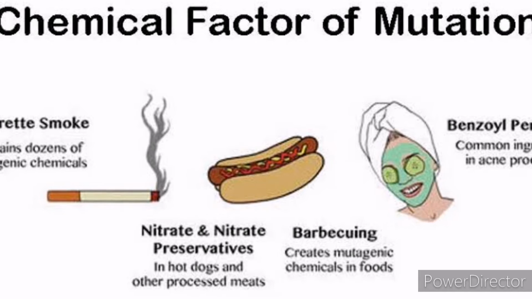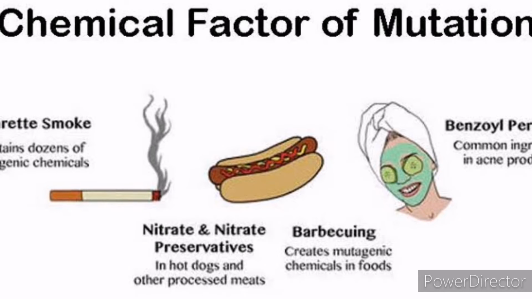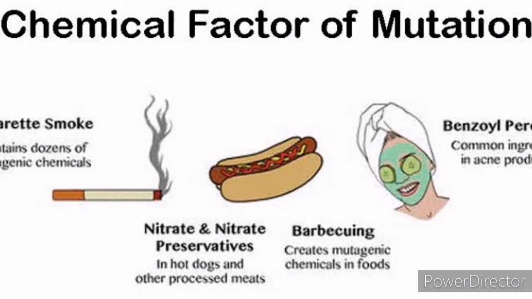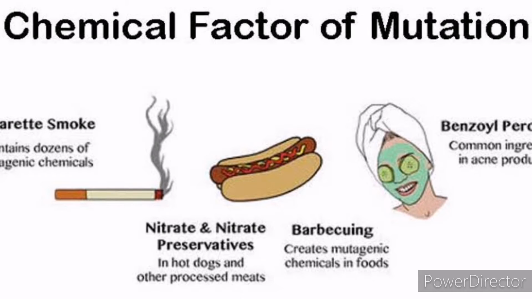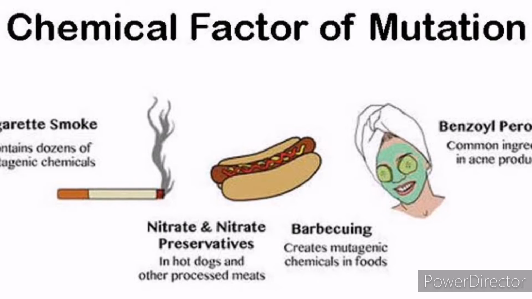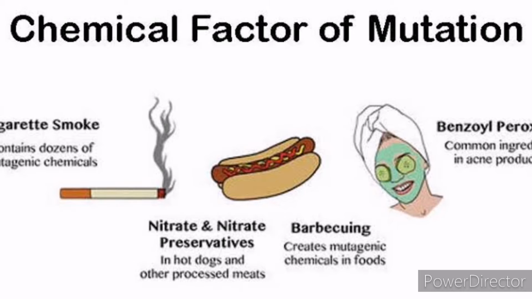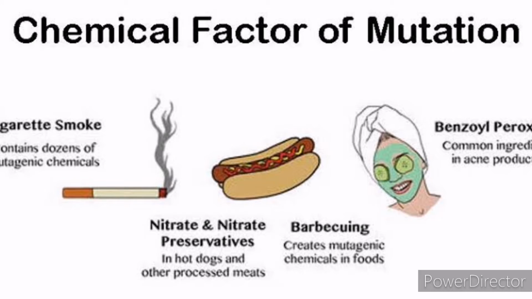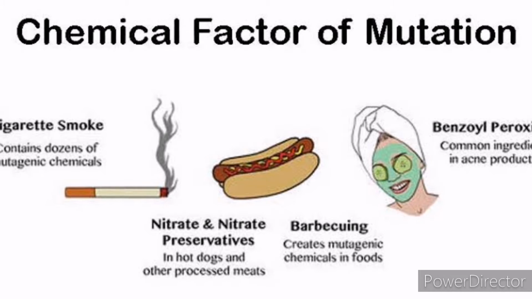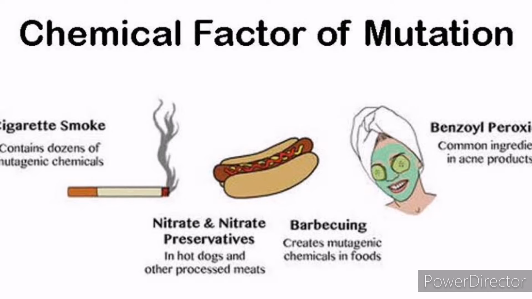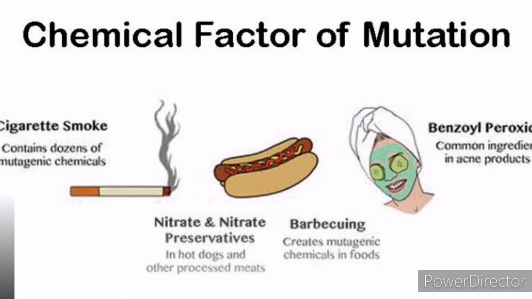Chemical factors of mutation. Cigarette smoke contains dozens of mutagenic chemicals, nitrate and nitrite preservatives in hot dogs and other processed meats. Barbecuing creates mutagenic chemicals in foods. Benzoyl peroxide, a common ingredient in acne products.